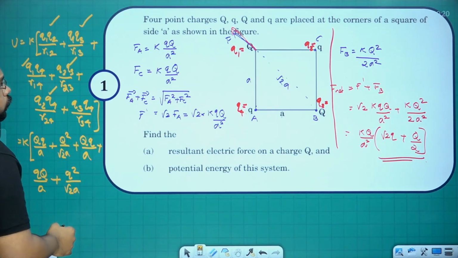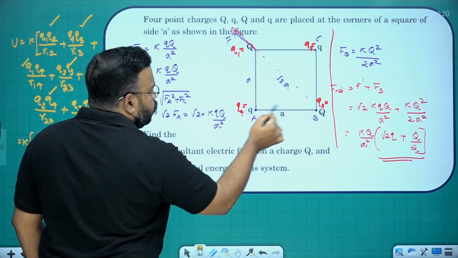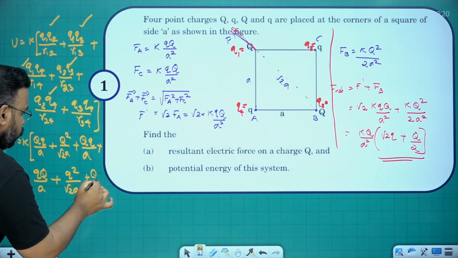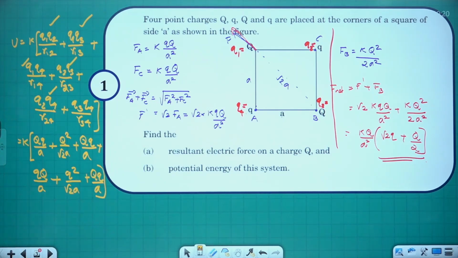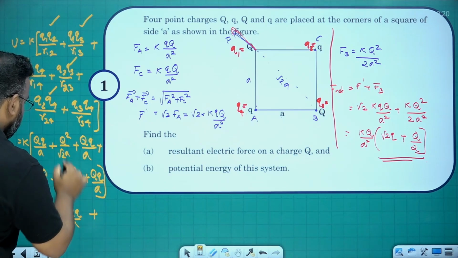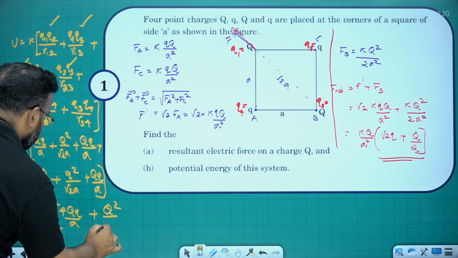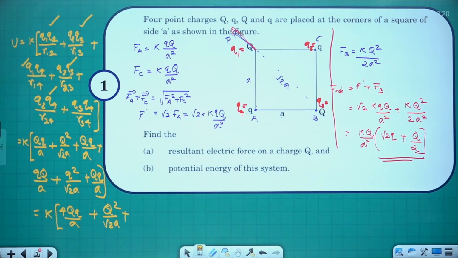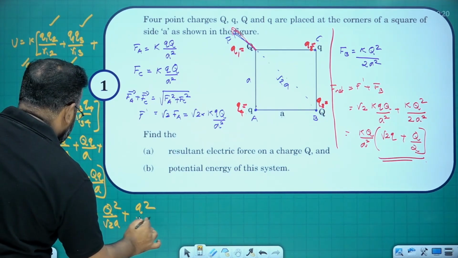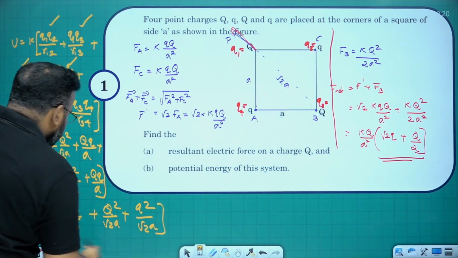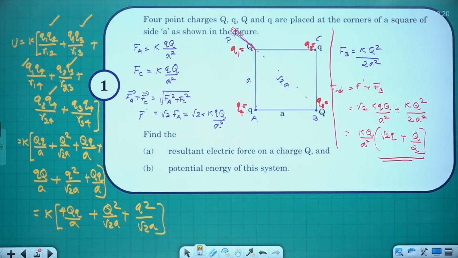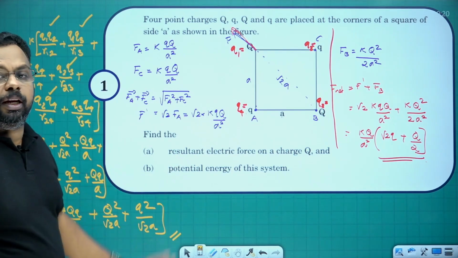Now Q3 Q4. What is Q3? This one is Q3, this is Q4. So again you get Qq by A. Now you can see Qq by A is coming 4 times. So it is K into 4 Qq by A plus Q square by root 2A plus small q square by root 2A. If you want, you can take A out or you can keep it like this, no issue. This is the answer, the potential energy of the system.